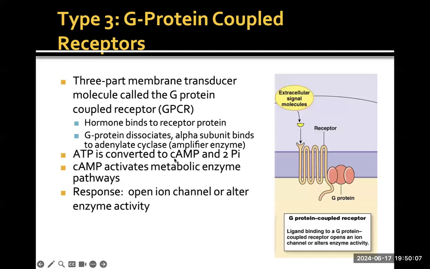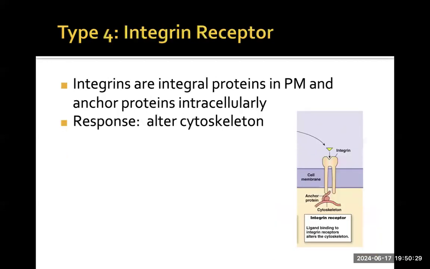ATP is going to be converted now into cyclic AMP and also 2 inorganic phosphates. They kind of flip those. So when that happens, it's energy essentially. And cAMP is going to be then activating the metabolic enzymatic pathways to open the ion channels or alter the enzyme activity to produce the proteins to carry out the response.